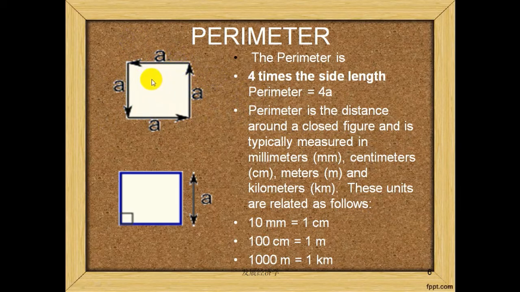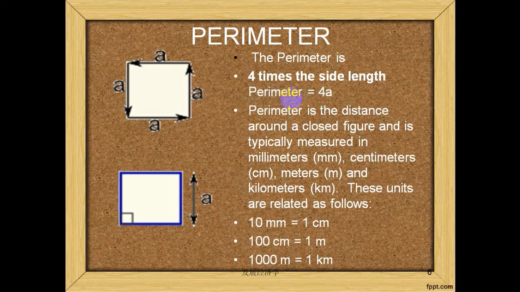Now how to find the perimeter of the square? Sum all the sides of the square shape. You will get the formula A plus A plus A plus A if the length of one side is equal to A. So in short, we can write the perimeter of the square is 4A. And the perimeter of the square can be measured in different units like centimeter, meter, kilometer and millimeter.